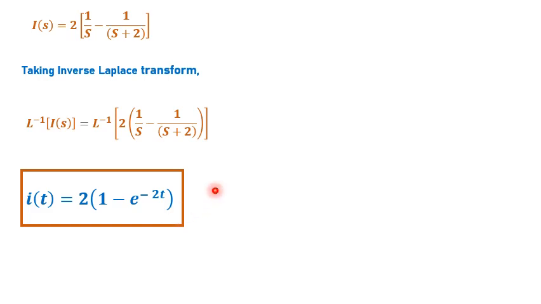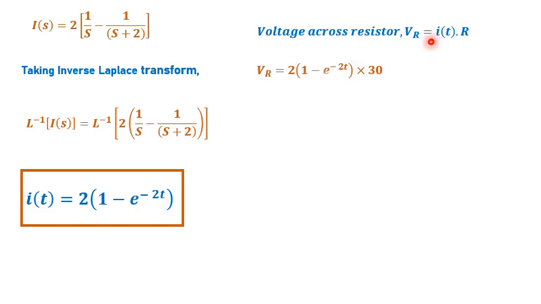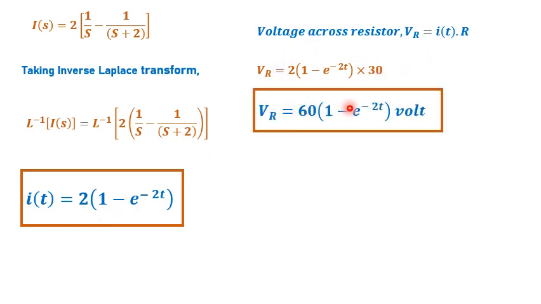Now in addition to this transient current, we are requested to find the values of voltage across the resistor and capacitor, or sorry, inductor. So the voltage across the resistor is simply i(t) into R. So this is i(t), multiply the value by R. So 2 into 30 will be 60. This is the voltage across the resistor after the switch is closed.